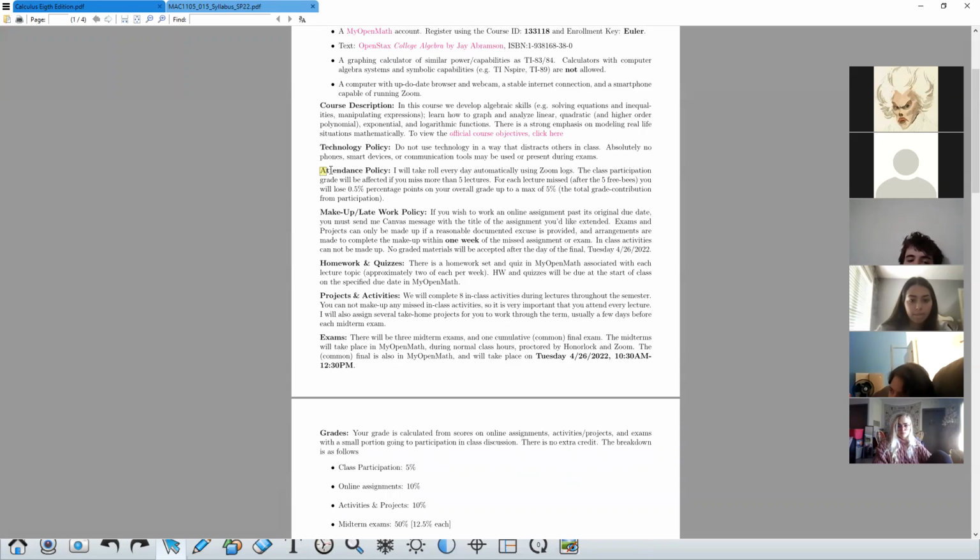Attendance. So this class does have an attendance component, just a heads up. The nice thing about Zoom is that it will automatically take attendance for me. I get a log of who's signed in and who is not. If you could, please make sure that the name you use in Zoom is the same as the name you have on your Santa Fe ID card, because that's the name that shows up in my roster.